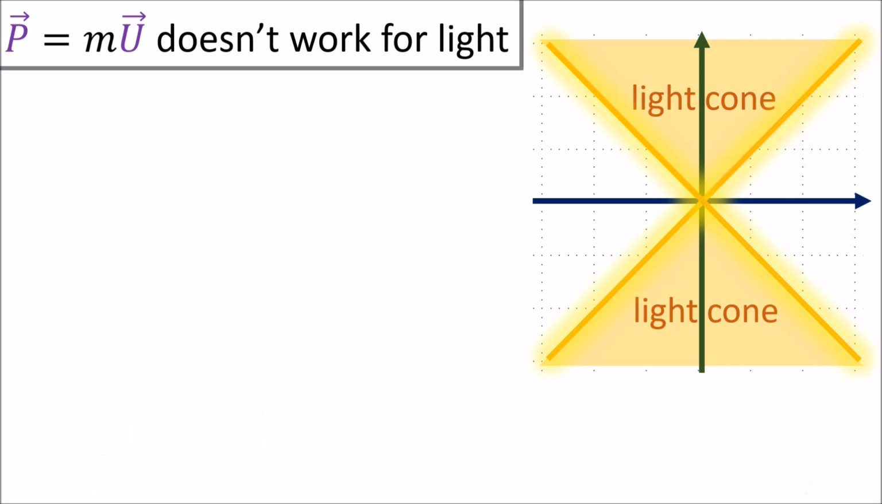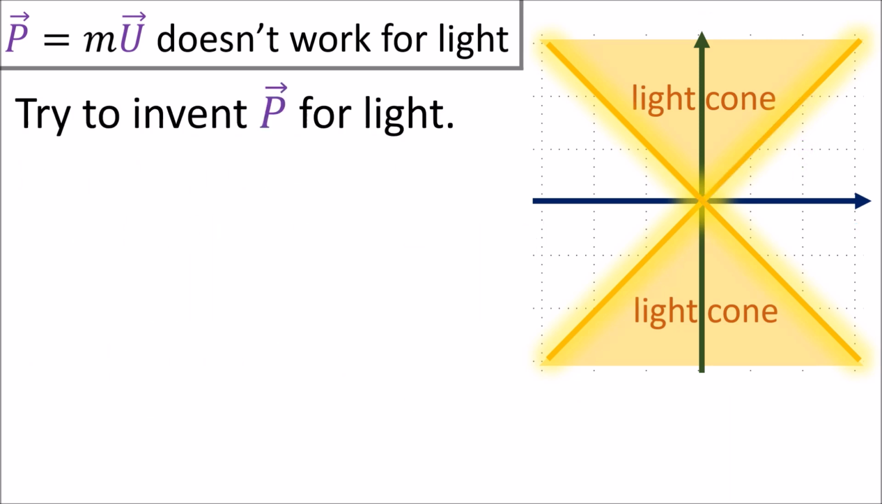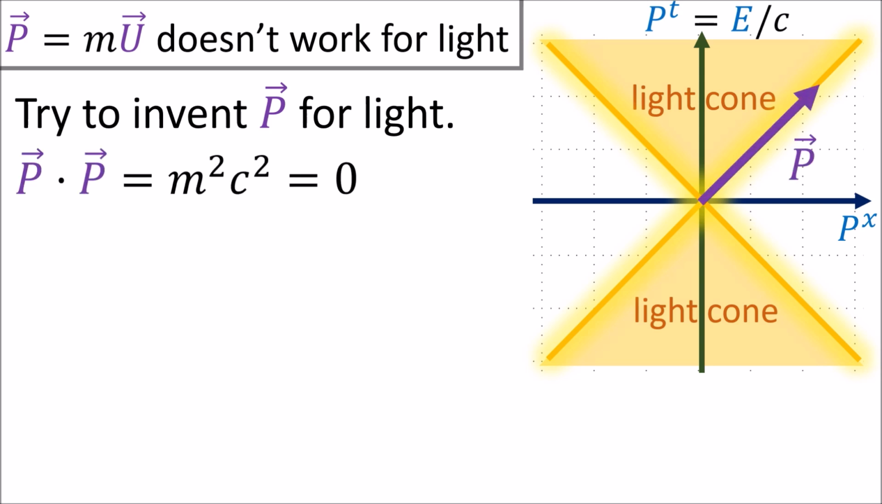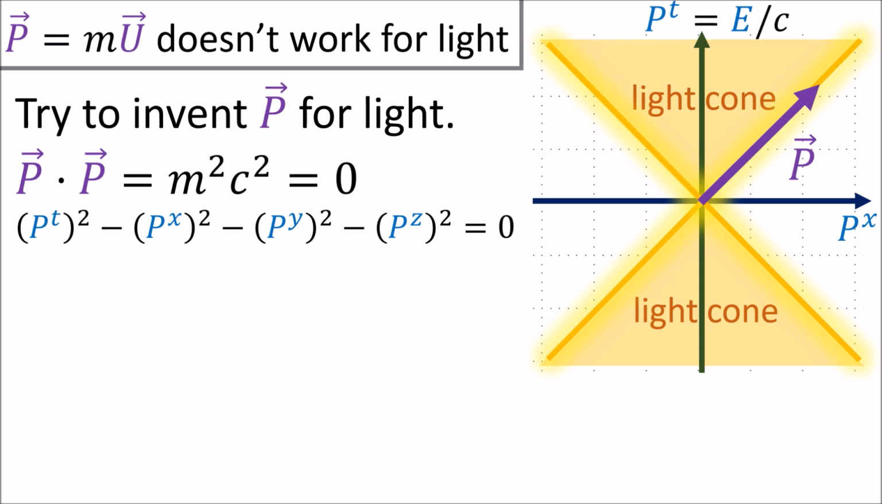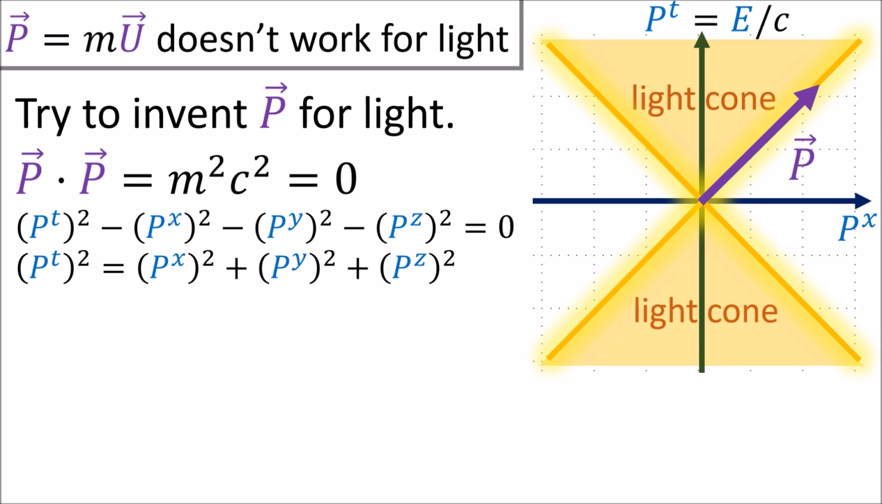So let's try to come up with a different way to define what the 4 momentum is for light. We know that the 4 momentum for light should be a null vector with a 0 Minkowski length. And this makes sense because the light's mass is 0. This means that the square of the time component of 4 momentum is equal to the sums of the squares of the position components for the 4 momentum.